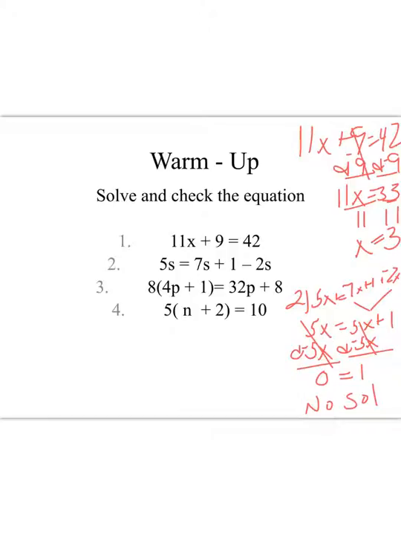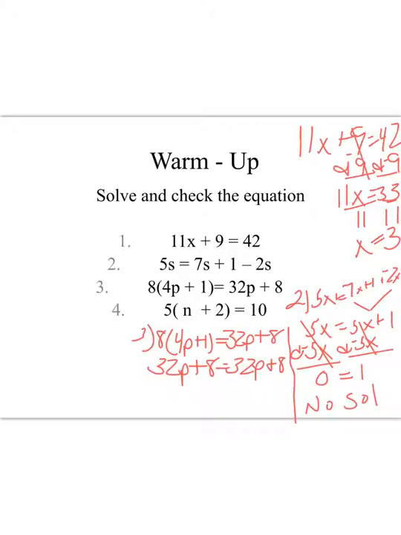Number 3. So in number 3, we have 8 times 4p plus 1 equaling 32p plus 8. I'm going to distribute through my parentheses, so 32p plus 8 equals 32p plus 8. You may notice at this point that both sides of the equation are exactly the same, and that should tip you off that something odd may be happening with these equations.